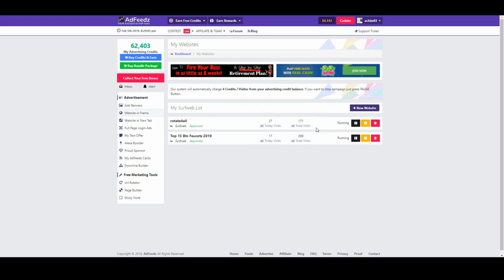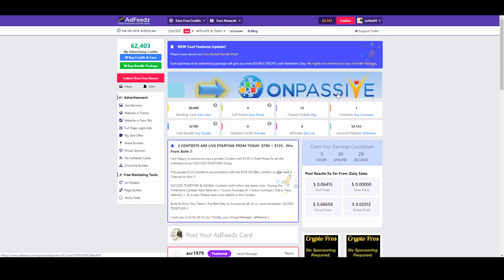You can be paid with several payment processors, but also in cryptocurrencies. If, like me, you like this website, you can unlock much more earning potential. So what I did, I bought one contract, and if I go to my dashboard, by buying a contract, I unlocked three different pools. A team pool, which comprises myself and the users that I recruited, since I joined about a week ago.